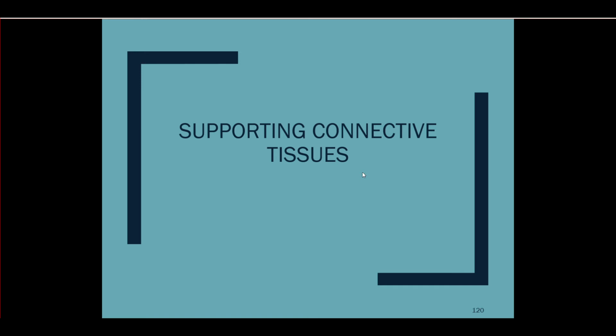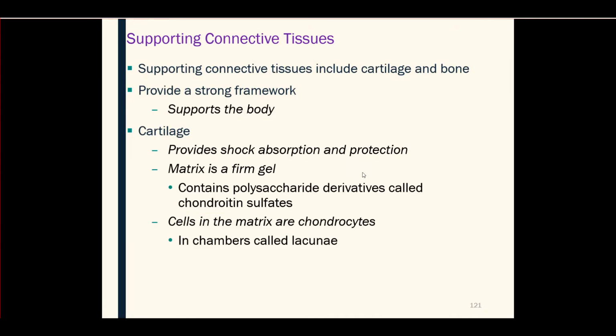Okay, so let's finish up connective tissues by looking at the support connective tissues. The two supporting connective tissues are cartilage and bone. And if you think about it, our cartilage and bone is really our framework. It's supporting the body. So let's start with cartilage. Cartilage provides shock absorption and protection.